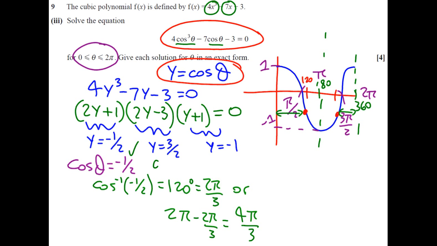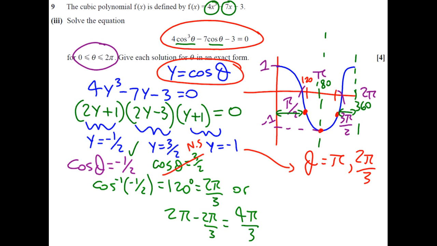If cos theta equals 3 over 2, that means 1.5. That is no solutions. Okay, no solutions. y equals minus 1 is okay. You can solve that. Minus 1 is here, which we've already said is the halfway point at 180 degrees or at pi. So theta equals pi, 2 pi over 3 or 4 pi over 3. They are all of your possible answers done. We expected 3 answers because it is a cubic.